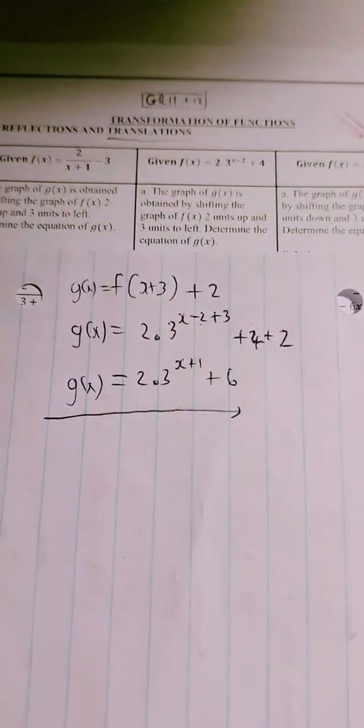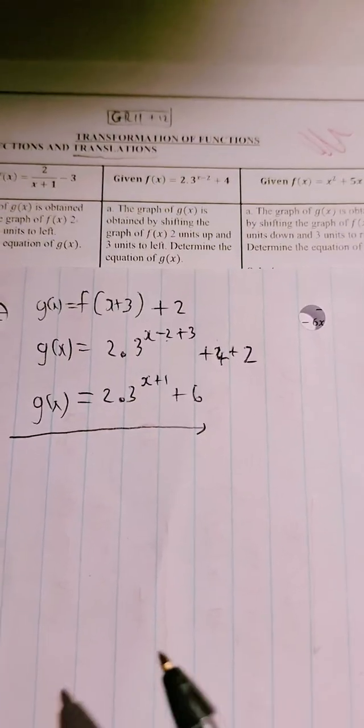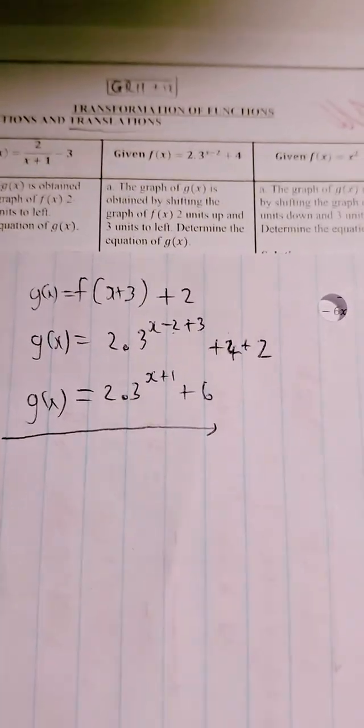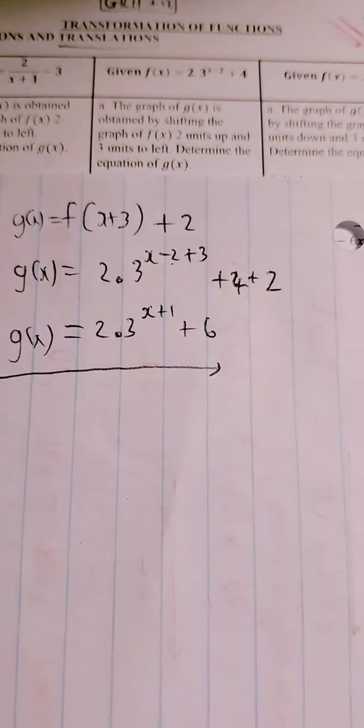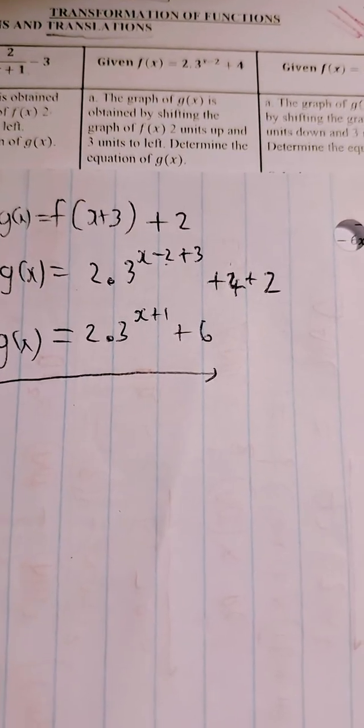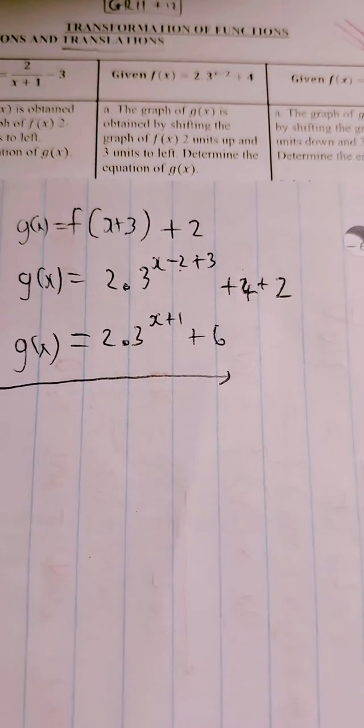This is the new function g of x. It is 2 times 3 to the power x plus 1, plus 6. Remember, you cannot multiply this 2 and this 3 because BODMAS does not allow it. You leave your exponential function in that form. Any questions, guys, so far?